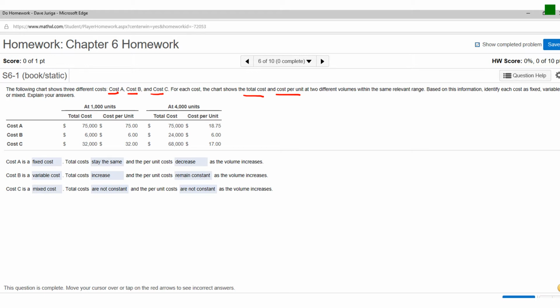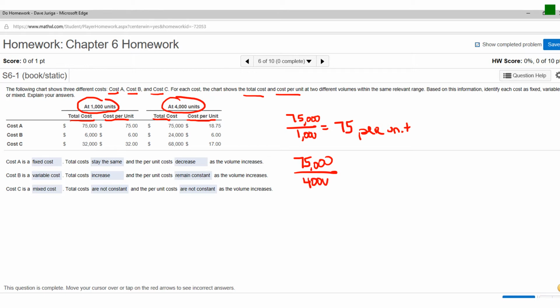So you'll notice right away, here's the volume. There's the 1,000 units, and then they showed the different volume at 4,000. Now, notice you've got a total cost and then cost per unit for each of these. If you're curious how they come up with the cost per unit, you simply take the cost and divide by the unit. So for example, they would have taken 75,000 and divided by 1,000, and that's how they got the $75 per unit. And then they also took 75,000 and divided that by 4,000 units and they got 18.75. So for each of these, they always took the dollars and divided by the units.